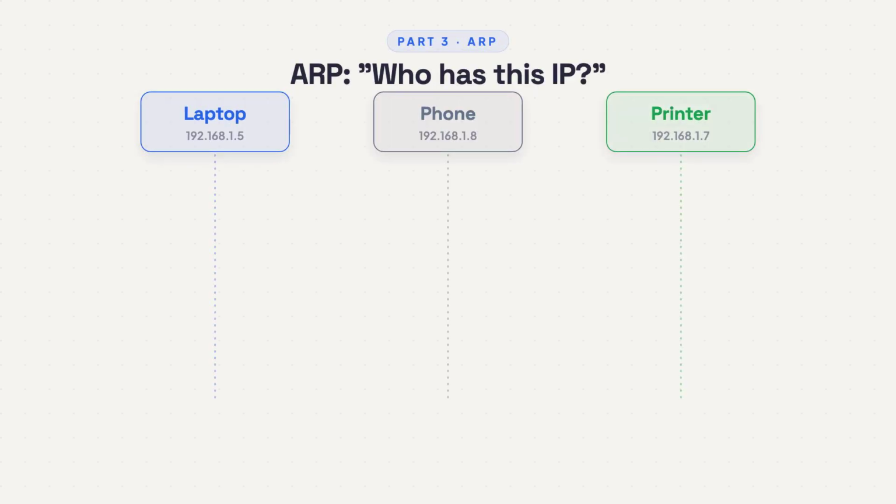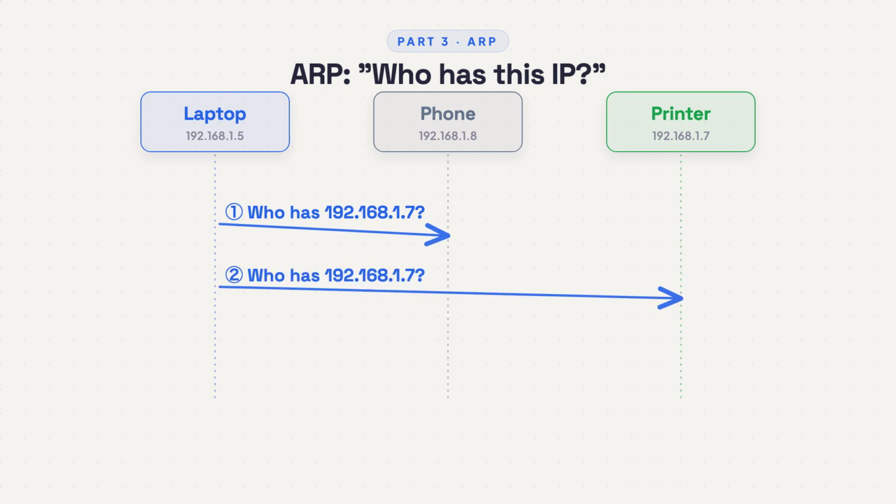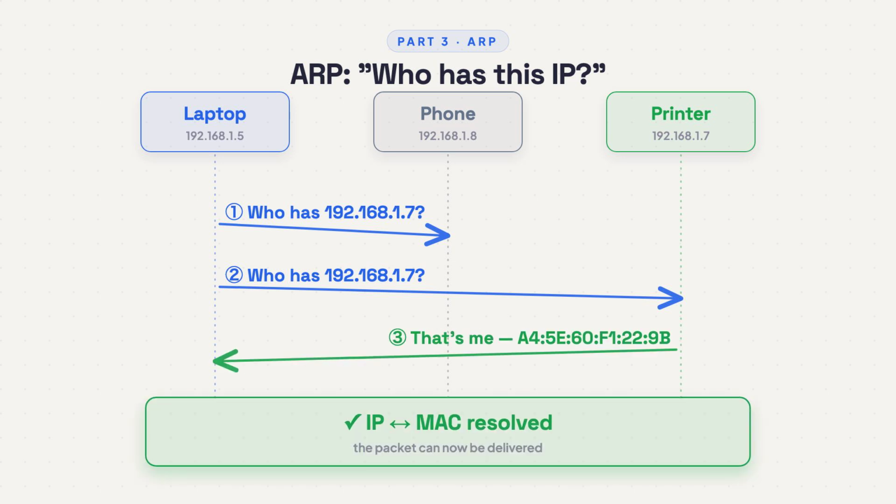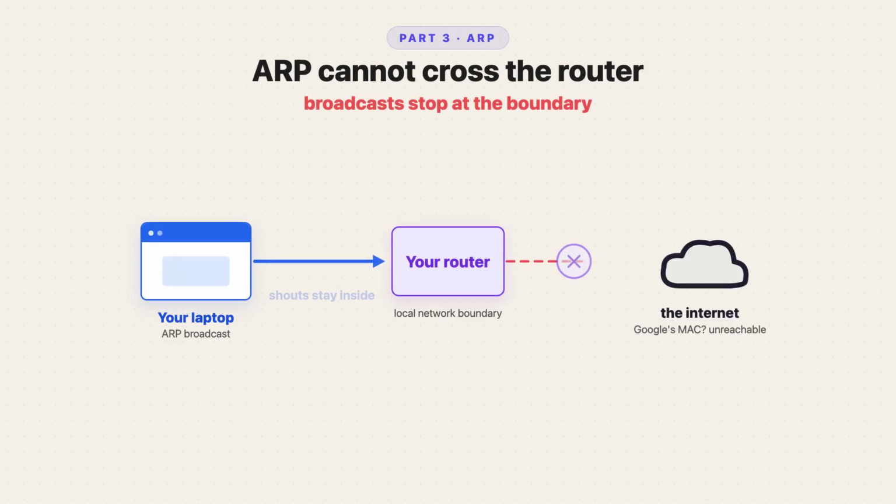ARP is basically your computer asking the local network who has this IP address. The device that owns that IP replies, that is me. Here is my MAC address. But ARP has a limit. It only works inside your local network. Your laptop cannot shout across the entire internet asking for Google's MAC address.